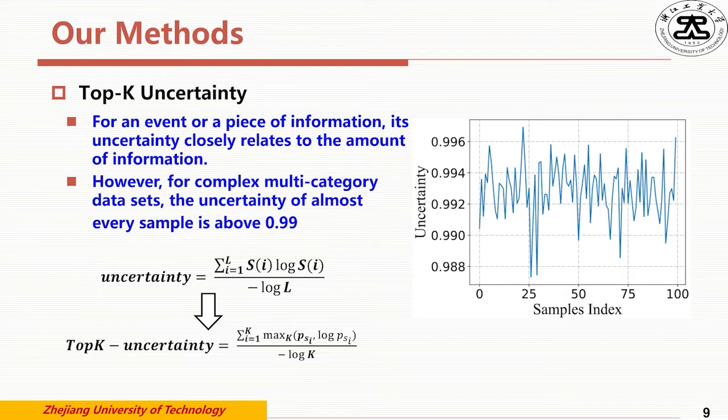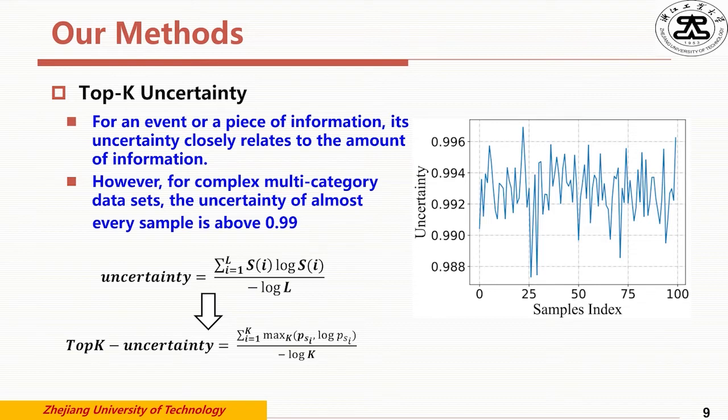However, complex multi-category data sets, such as the symbols of a complaint ticket in the telecommunications industry, contain dozens of categories. Through the calculation of uncertainty, the uncertainty of almost every symbol is above 0.99. We randomly select 100 texts from the dataset and calculate their uncertainty. We can see from the figure that the uncertainty of almost all tests is close to 1. In this way, it is difficult to find a suitable threshold to compare with the uncertainty, which causes the model to lose the ability of adaptive inference.